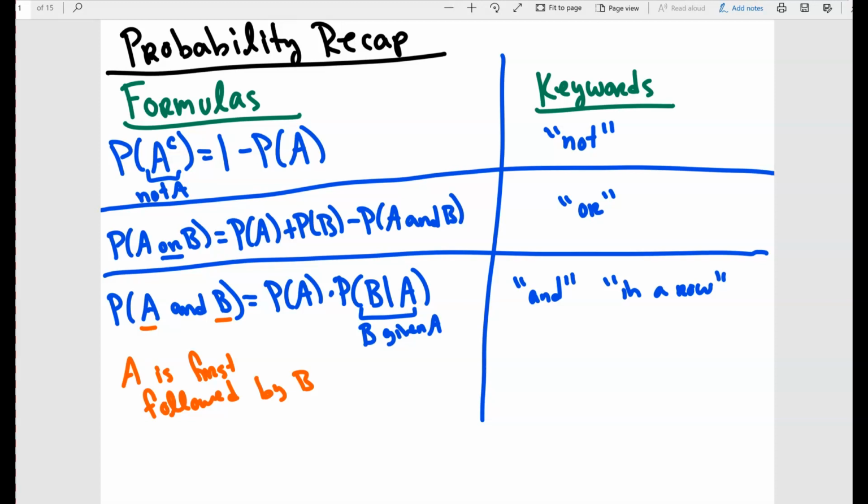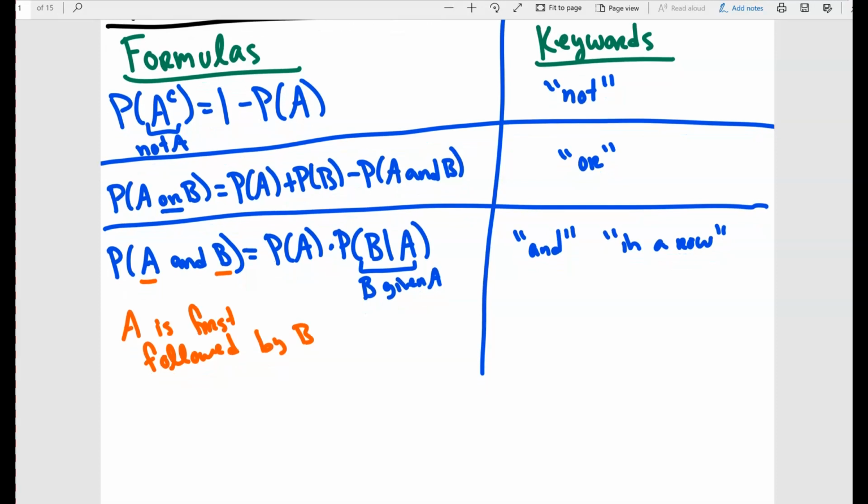The probability of A is basically the first thing that happens, times the probability of B given A, which means the probability of B occurring given that A already occurred. Okay, so that's the multiplication rule.